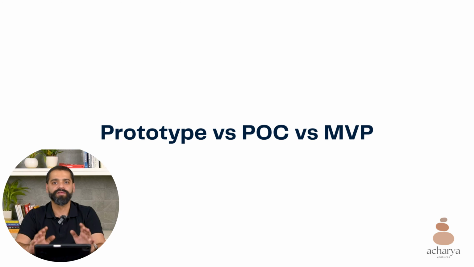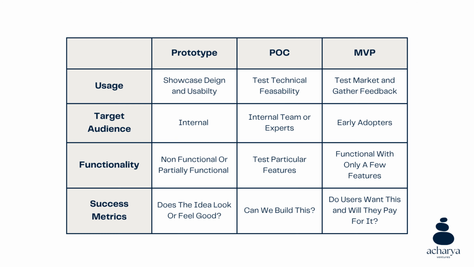You might have heard of these words, right? A prototype, a POC, an MVP. All of them are very similar, but there are some differences between them. So let's understand the differences between a prototype versus a POC versus an MVP. If we look at it from a usage perspective, a prototype is used to showcase some kind of design. A POC is used to showcase the technical feasibility of your product. And an MVP is actually used to test the market and gather feedback.